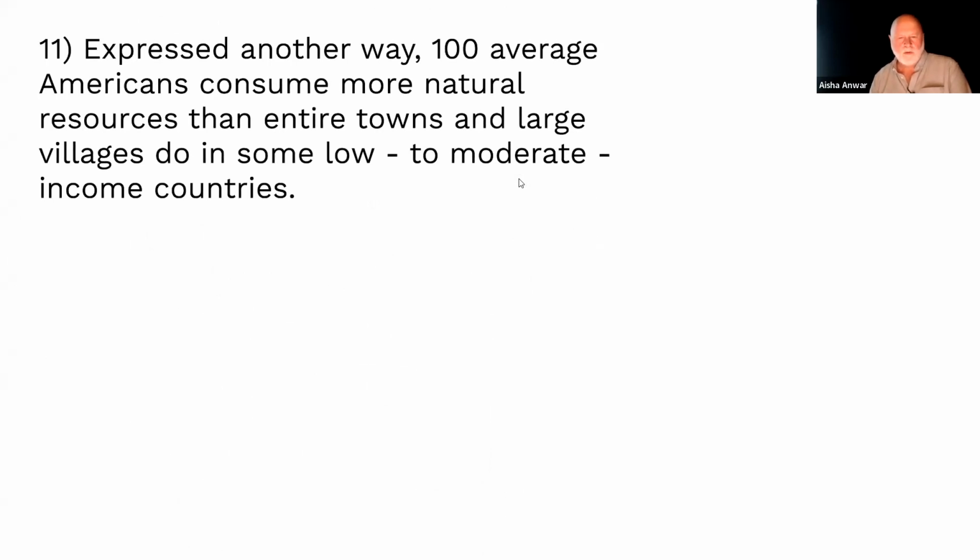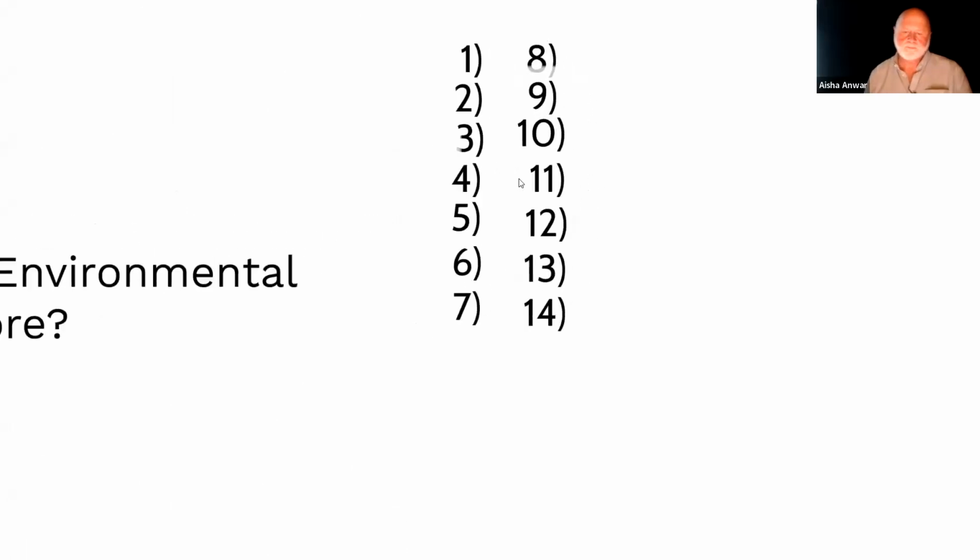Just think of it that way. 100 average Americans consume more natural resources than entire towns and large villages. So if you're average Americans here and there are 860 of you here, imagine 100 times that. 10 times that would be 8,600. 100 times that would be 86,000 people. 86,000 people is a very large town across the planet. It's just the disparity, and this as a justice issue is absolutely startling.